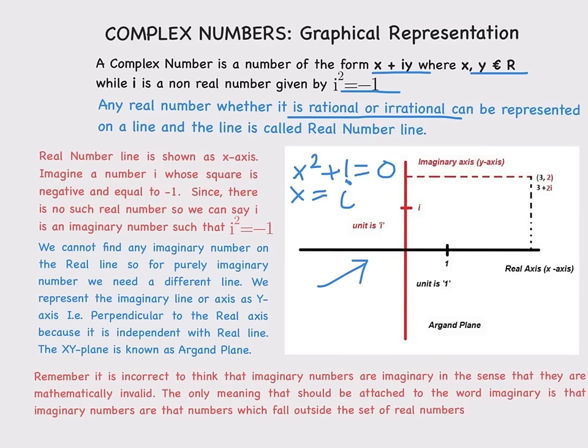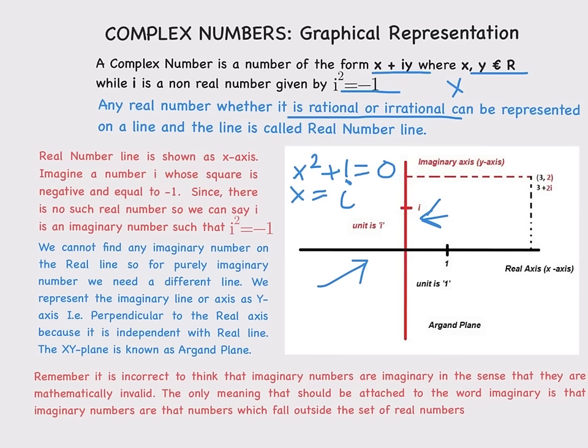Since we cannot find any imaginary number on the real line, for purely imaginary numbers we need a different line. We represent the imaginary line on the y-axis, as it is perpendicular to the x-axis, and so it is independent from the real axis. The whole plane is called the Argand plane.